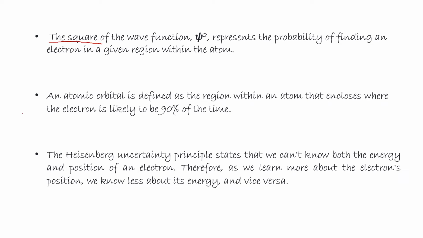The square of the wave function represents the probability of finding an electron in a given region within the atom.